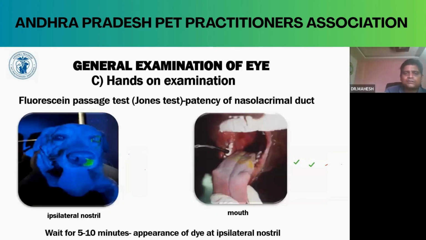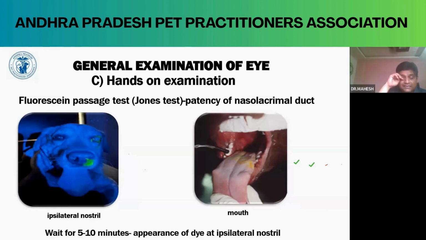Then coming to the next one, that is the Jones test, which is required to diagnose the patency of the nasolacrimal duct. Generally, how we get these cases is with constant mucoid discharge present at both eyes at the medial canthus side, or the discharge might be at one eye at the medial canthus.